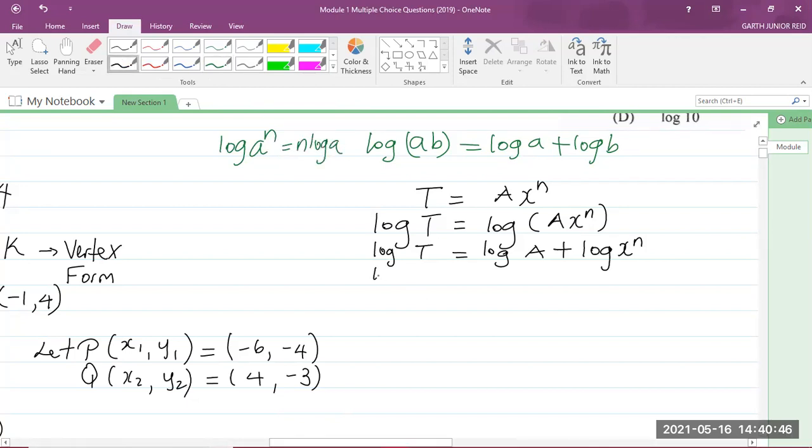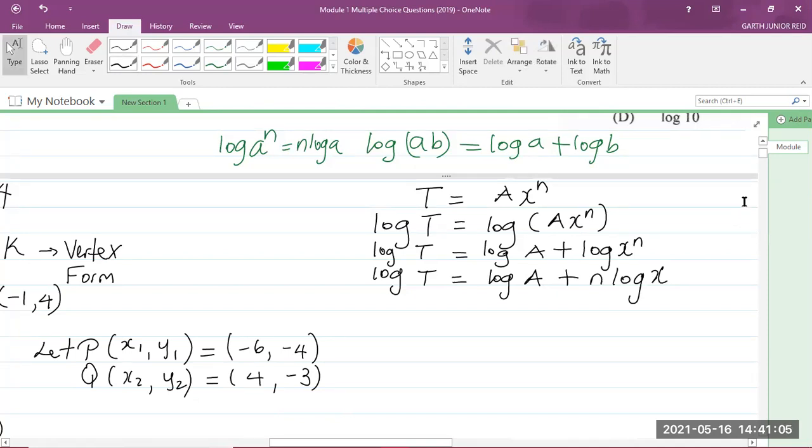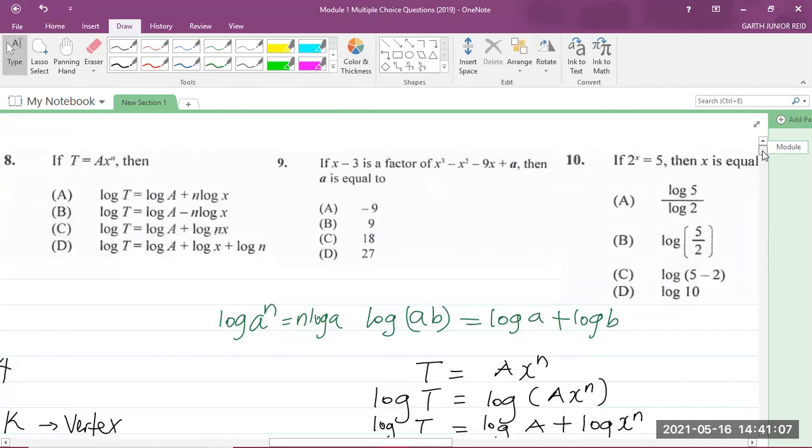Okay, so it means that I will now have log t being equal to the log of a plus, I can now carry down this n using this second rule here that I just wrote. So that's n log x. All right, so log t is equal to log a plus n log x. All right, and that is a.